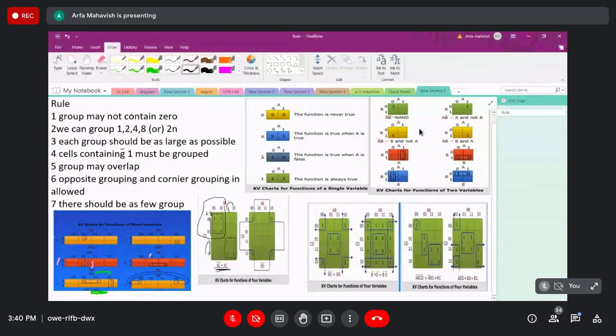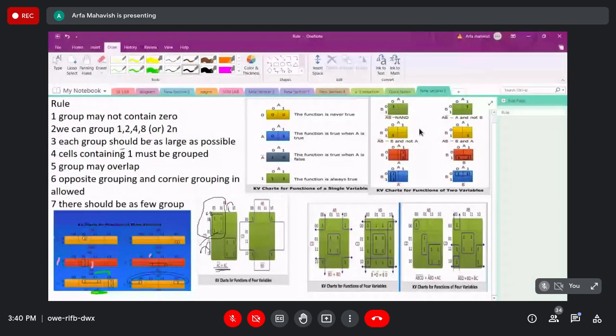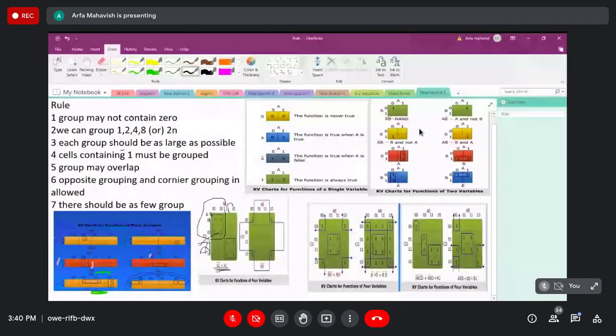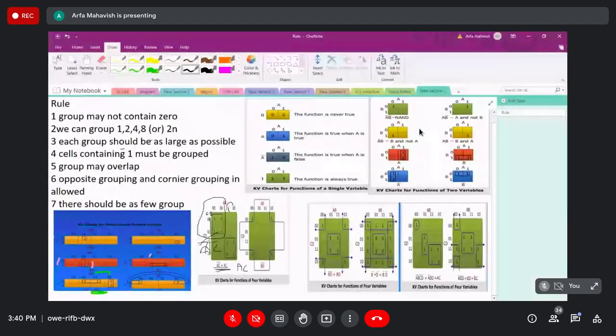So for this group we are getting a bar and c bar, and for this group we are getting a bar, a and c. We are just combining these groups using the plus symbol. Nothing else, it is so simple guys, just two rules you have to follow.